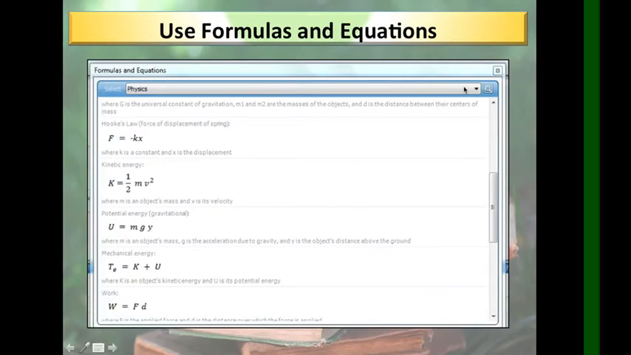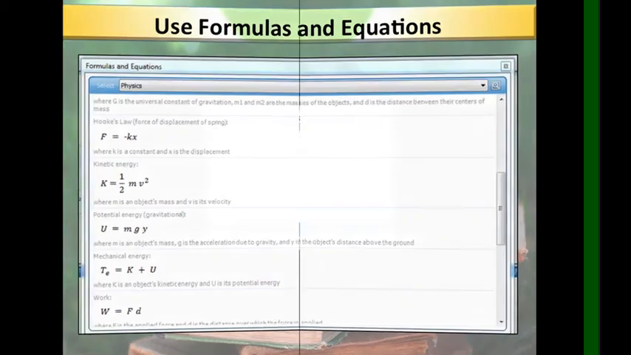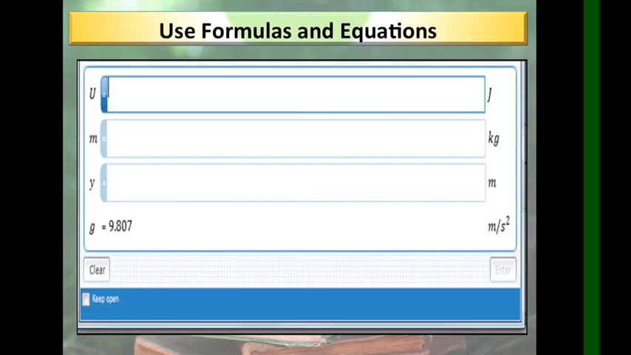Halimbawa, if I click physics, ito yung mga formulas that I can use. There are many formulas, actually, if you will scroll down the scroll bar, okay, you can see different formulas for physics. So for instance, I click a formula, then you need to write the given, okay, what's u, what's m, what's y, and then it will solve here the solution. You can see the solution here, what is the answer for your problem.